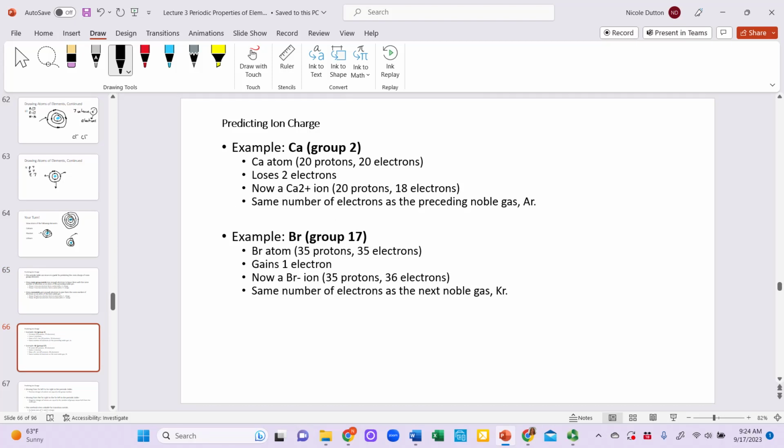So for example, with calcium, group 2, calcium has 20 protons, 20 electrons. If it loses 2 electrons, it becomes more positive by 2. So the ion would be Ca2+. Bromine is in group 17. Bromine has 35 protons, 35 electrons. If it gains 1 electron, it becomes negative by 1.